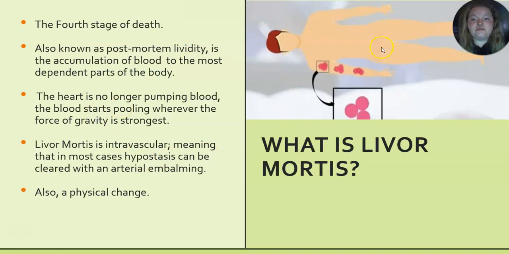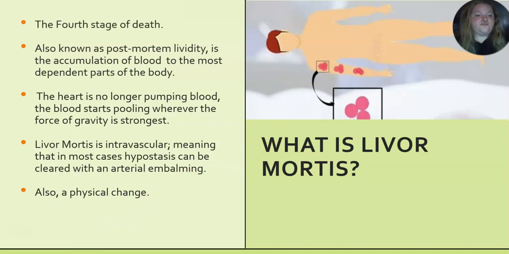So this, as we see here, this is livor mortis. Starts out in little patches. Livor mortis is the fourth stage of death. It is also known as post-mortem lividity. It is the accumulation of blood to the most dependent parts of the body. So say this person were lying just like this. These would be on the back side. This is livor mortis. This is the color changing.